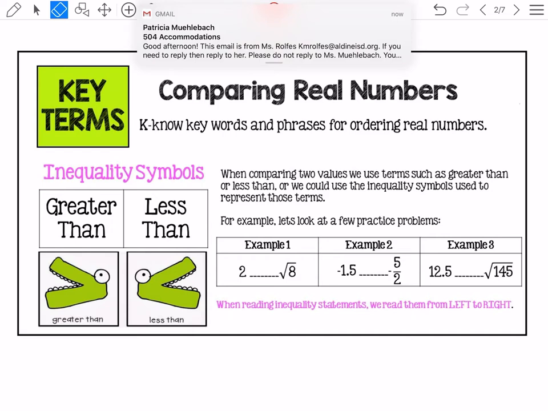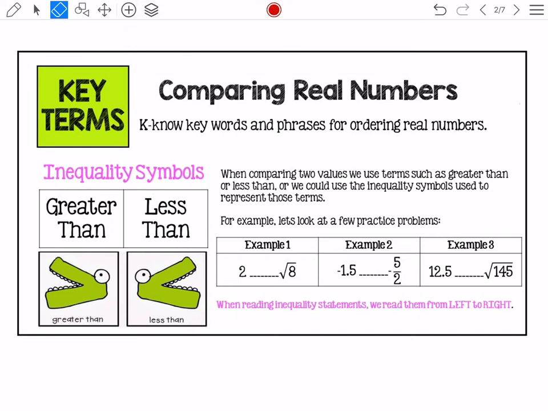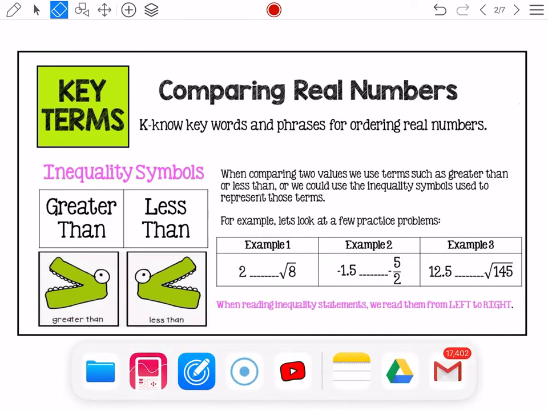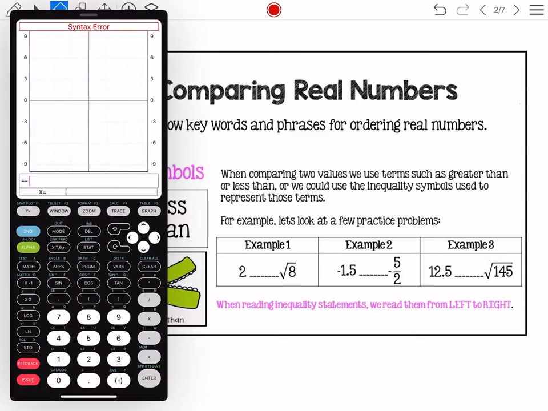Now, in order to compare these two values, they first need to be in the same form. Right now we have a whole number and we have a square root. So we're going to need to convert and decide what form we want these numbers to be in order for us to be able to compare them. So you're going to need your calculator, and most likely we're going to want to change these numbers to decimal form, just to make it easier for us to compare. So go ahead and grab your calculator. I'm going to grab my calculator, and I'm just going to clear.